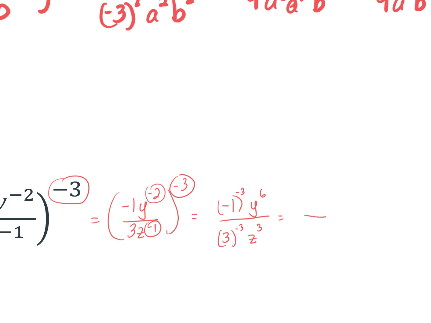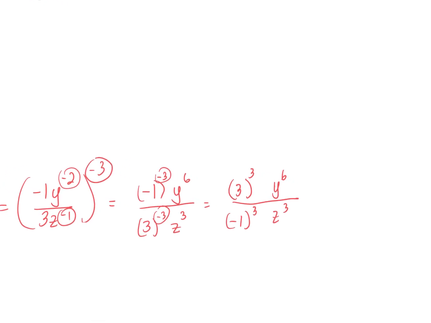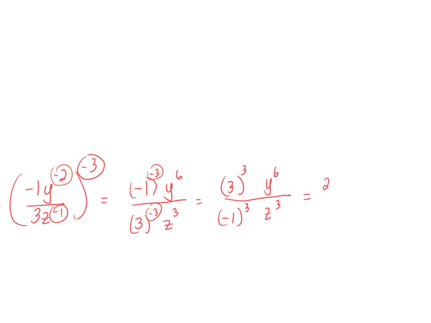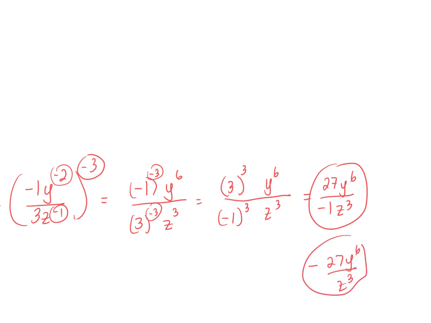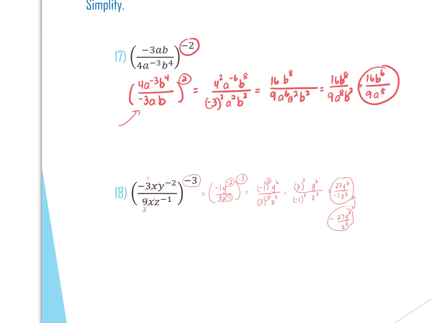And so now I look at this and I'm like, all right, my y to the 6th is going to stay there. My z cubed is going to stay down there. And now I know my negative 1 is going to go to the bottom to the 3rd power, and my 3 is going to move to the top and be raised to the 3rd power. So because these two exponents were negative, I had to flip those. So now I've got 3 cubed is 27, and negative 1 cubed is negative 1z cubed. So this is your answer, or you could just do negative 27y to the 6 over z cubed, like that. These are the same thing, just a little bit different, but they're the same.